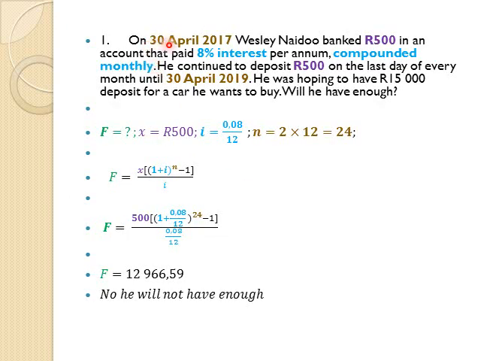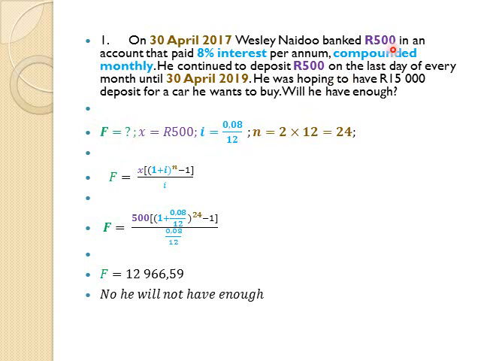Right now, on 30 April 2017, Wesley Naidu banked R500 in an account that paid 8% interest per annum, compounded monthly. He continued to deposit R500 on the last day of every month until 30 April 2019. He was hoping to have R15,000 for a deposit for a car he wants to buy. Will he have enough? So we're looking for the future value.